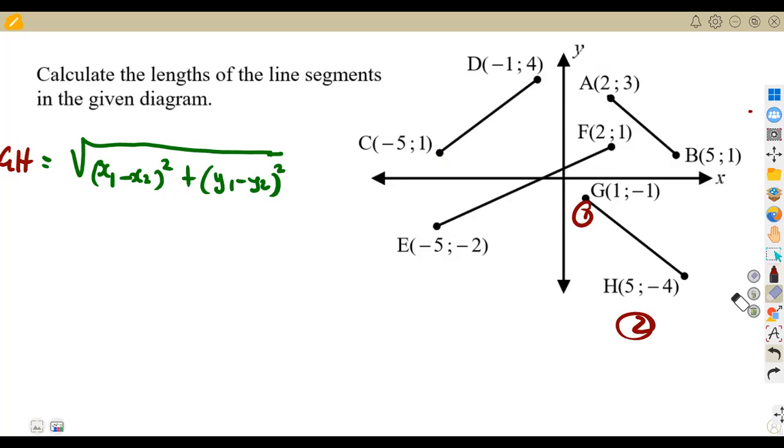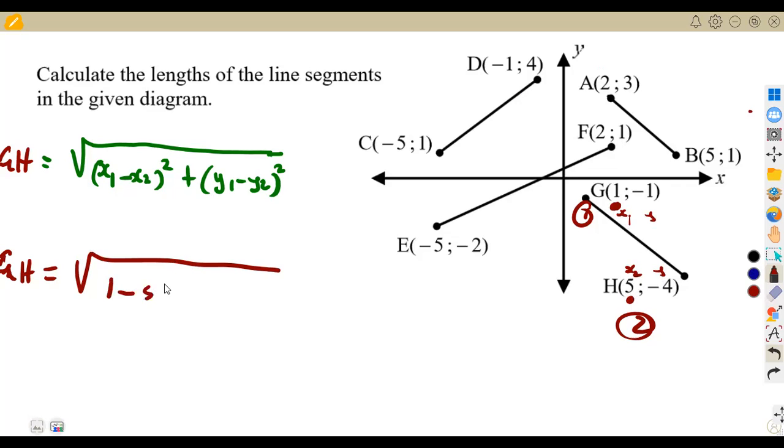Like I said, if I consider this as my first point, then my GH is going to be given as the X value, X1 minus X2, which is 1 minus 5. Remember, X followed by Y. So we're going to have 1 minus 5 squared.